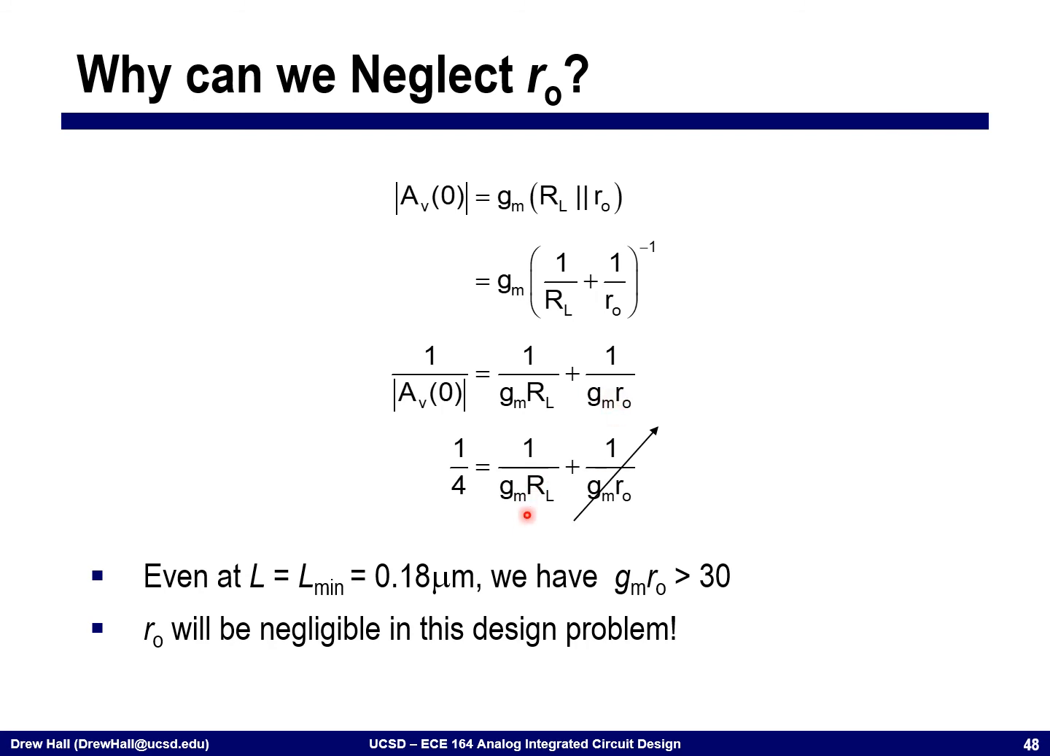This gmRL term, we know what this is. This is going to be equal to 1 over 4. gmR naught in our technology, for a minimum channel length device, is greater than 30. It was closer to 40. It's very safe to neglect this 1 over 40 term relative to this 1 over 4 term. And so R naught is not going to affect our gain in this problem.